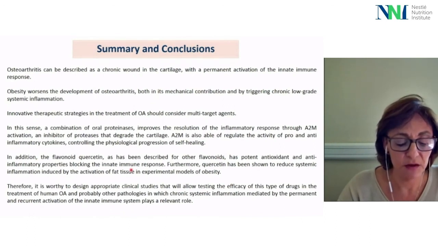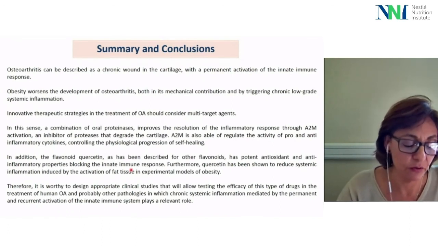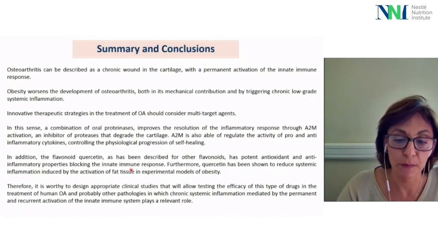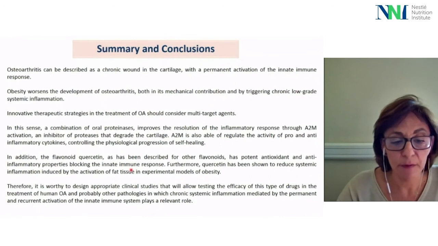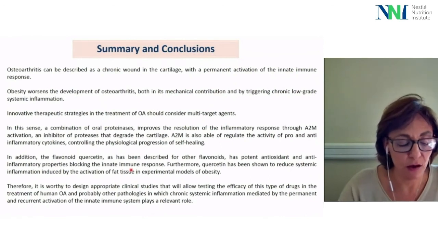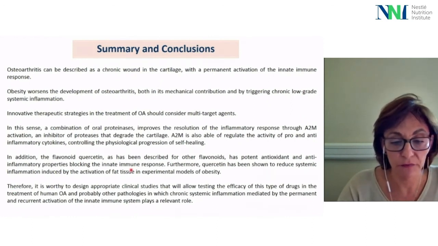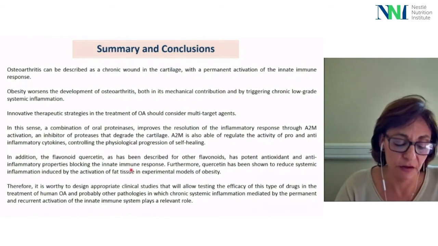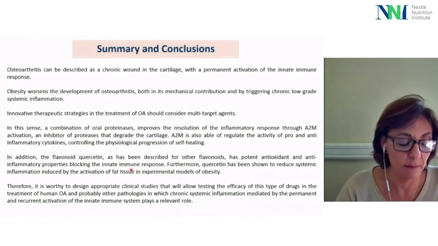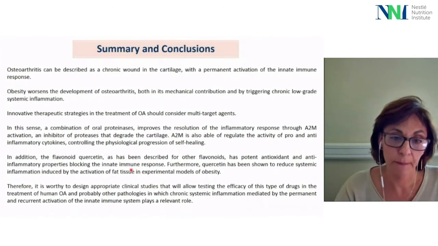Furthermore, quercetin has been shown to reduce systemic inflammation induced by the activation of fat tissue in experimental models of obesity. Therefore, it is worth designing appropriate clinical studies that will allow us to test the efficacy of this type of drugs in the treatment of human osteoarthritis and probably other pathologies in which chronic systemic inflammation mediated by a persistent and recurrent activation of the innate immune system plays a relevant role.